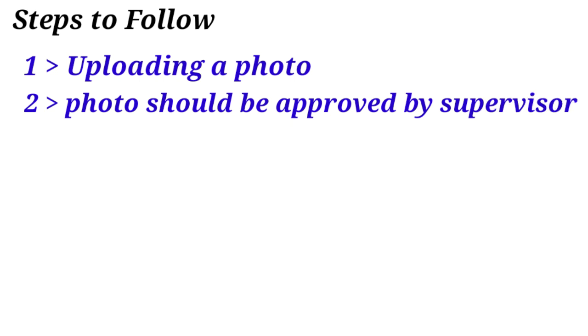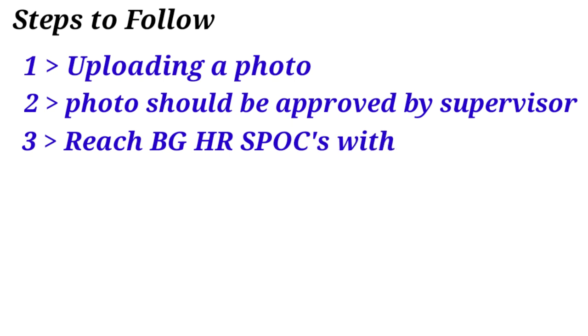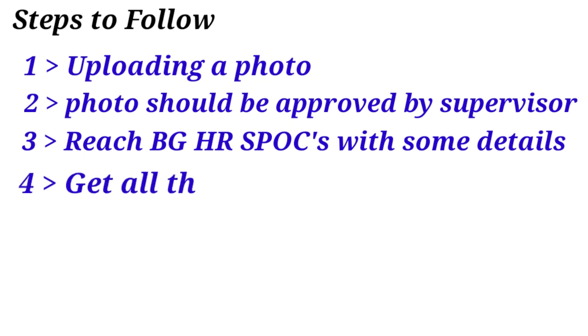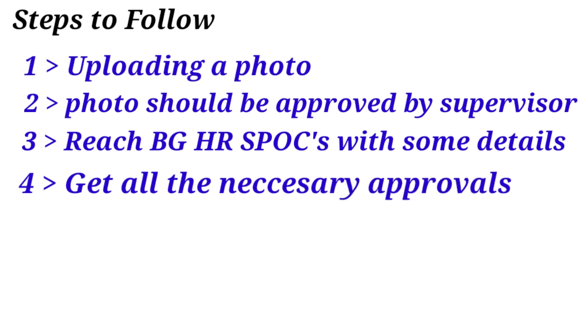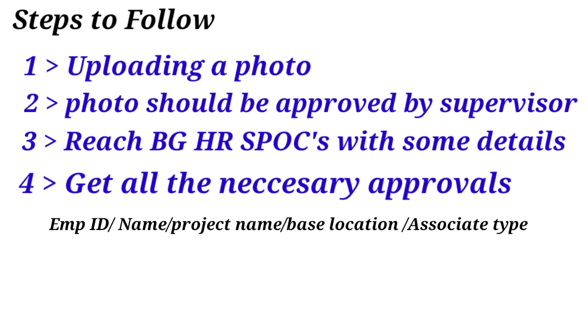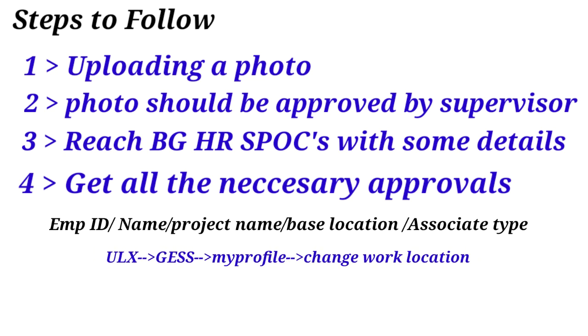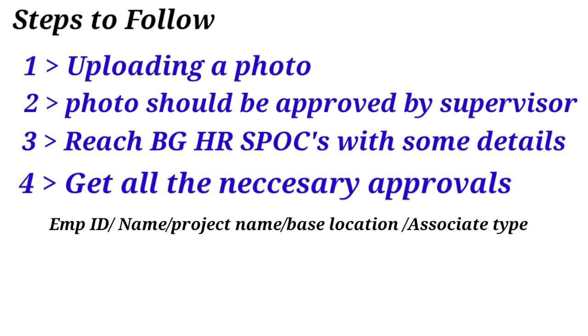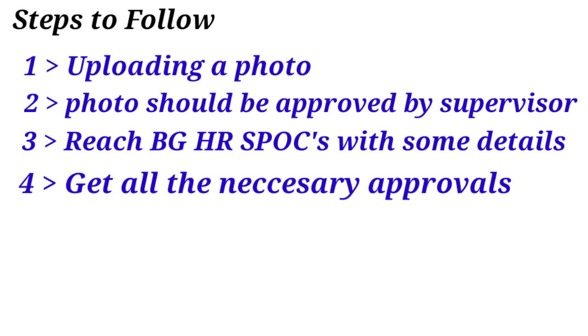And after the approval of the photo, you need to reach out to the BGHR spokes, which is nothing but Business Group HR spokes, along with some details. And you need to get some necessary approvals before visiting the office. The details to be shared are your employee ID, your name, the project name, and the base location. You can see your base location by following this path. And the associate type. You can give your type of associate, like whether you are TCS or BA or intern. You can give it according to your role. Then after giving all these, you need to get the necessary approvals before visiting the office.